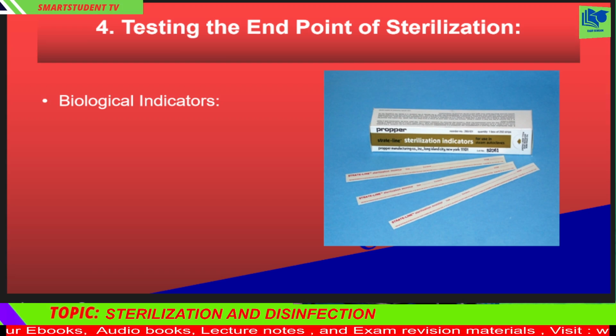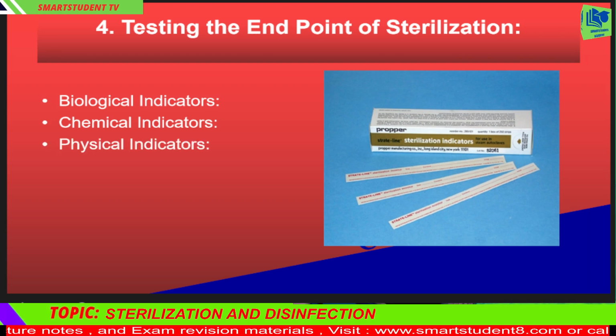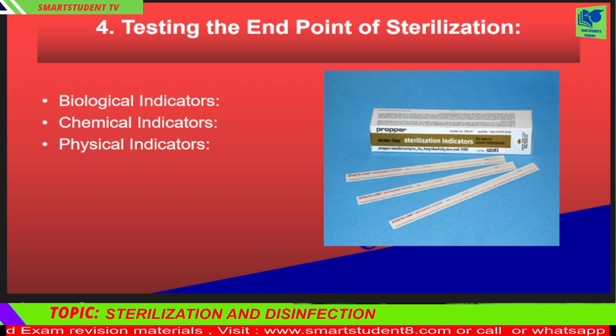2. Chemical indicators. Autoclave tapes or strips change color when exposed to proper sterilization conditions. 3. Physical indicators. Monitor temperature and pressure gauges during the cycle to confirm correct parameters were reached.